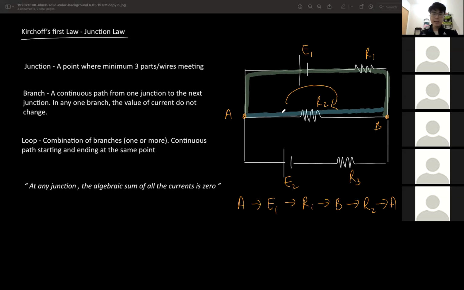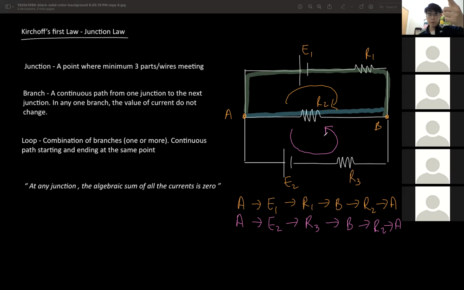And then other than these two, is there any other loop that we can find? Yes, we can go down, right? So from A, we go to E2, R3, B, and then to R2, back to A. So I can go this direction. It is then anti-clockwise. That is another loop.